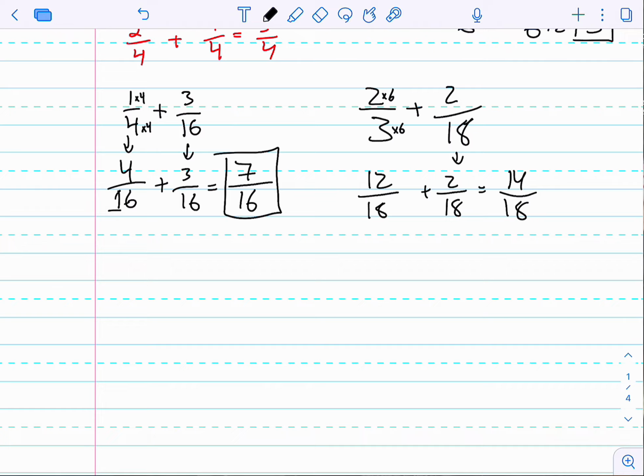I've got a couple of even ones here. That's an instant tip that I need to reduce. I'm going to divide these each by 2. That's the greatest common factor between the two of them. So that gives me 7/9 as my final answer.